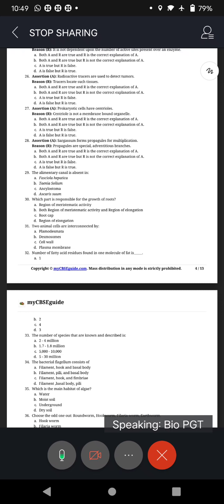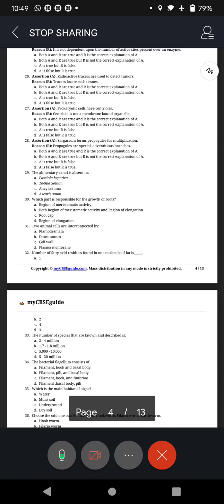Two animal cells are interconnected by plasmodesmata, desmosomes, cell wall, and plasma membrane. Now move on to 32. Number of fatty acid residues found in one molecule of fat. You know, fats are made up of fatty acid and glycerol. So he is asking the number of fatty acid residues. A. 1, B. 2, C. 4, D. 3.